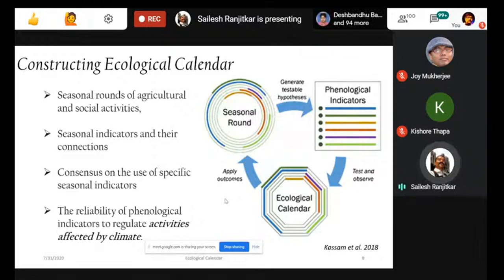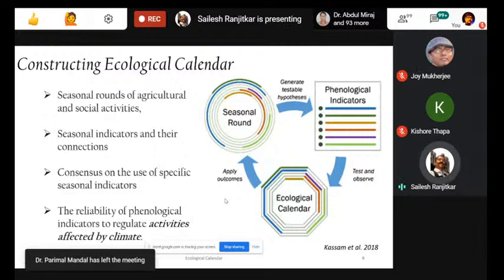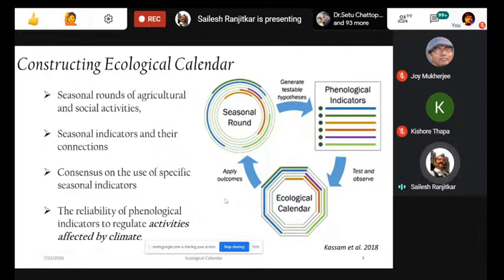How local people, or mountain people, are currently practicing their agriculture, that we can call a seasonal round. Seasonal indicators and their connections could also be fit into the seasonal round. Then it consists of the use of specific seasonal indicators. What are these seasonal indicators, and how are they frequently used by local people or the different communities in the mountain? That is also important.